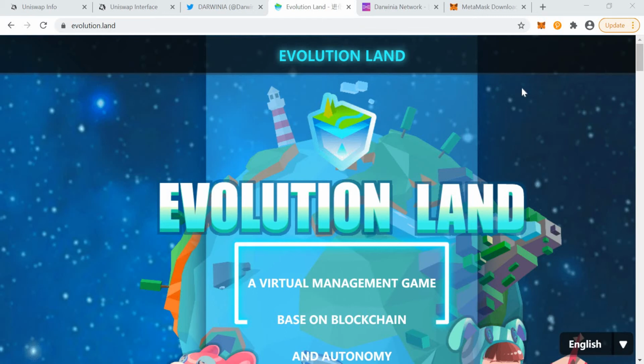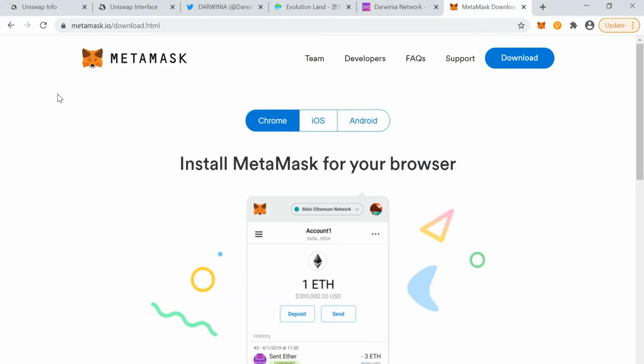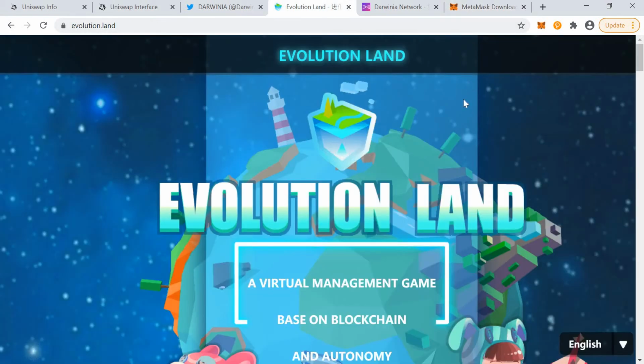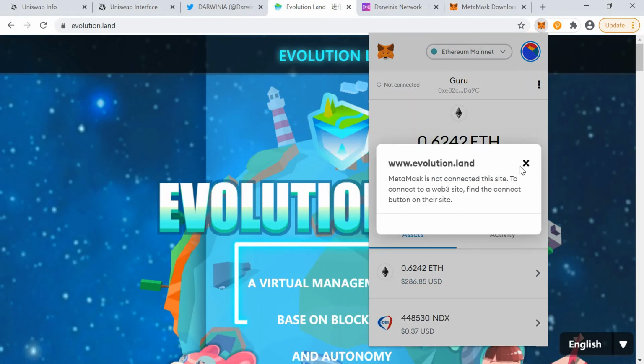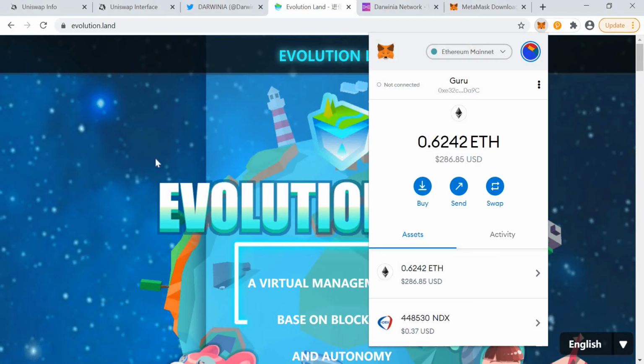First thing, we're going to be downloading a Web3 wallet such as MetaMask. I have more details in the description below on how to install MetaMask. So we're going to proceed with playing EvolutionLand. Be sure to log into your Web3 wallet. Right now it's not connected.